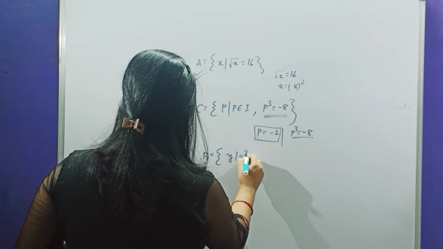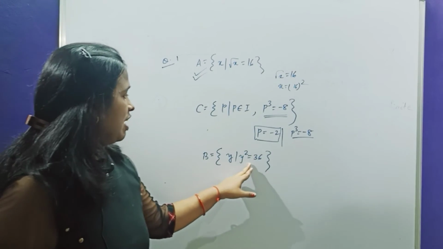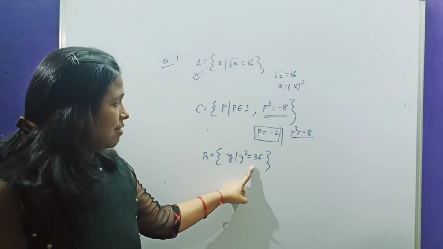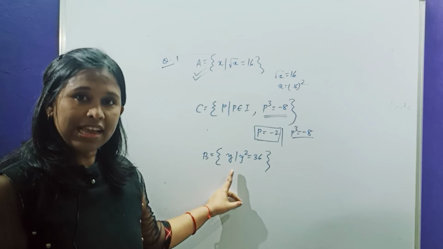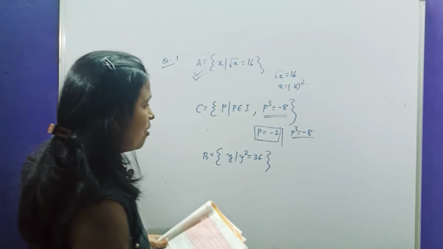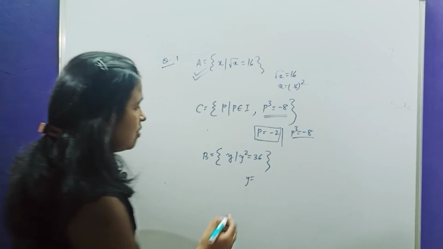So next question is that, suppose I am giving you one more set D, that is y such that y square is equal to 36. Then is it a singleton set? You can check. The element is y. So as y square is equal to 36, what is the value of y? y is equal to 6.